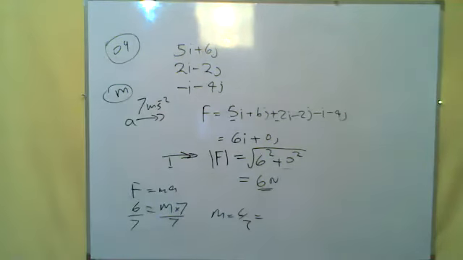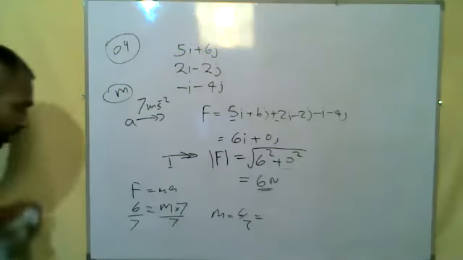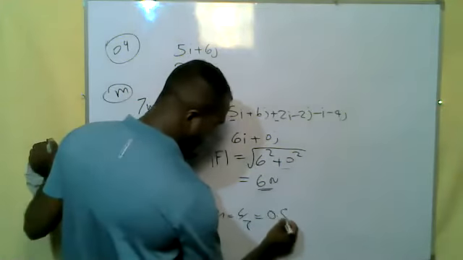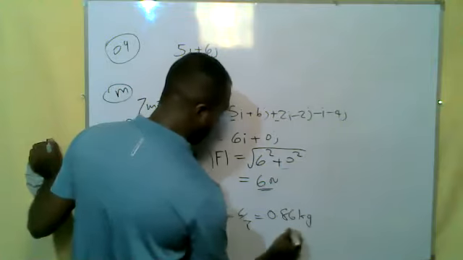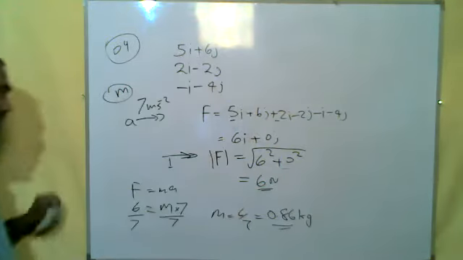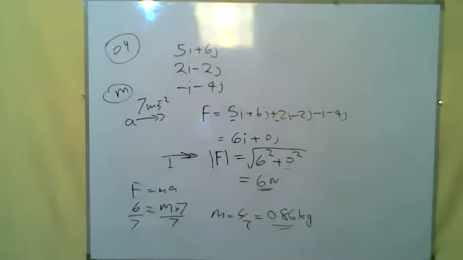It's a little calculation. 0.86 kilograms. How much? 0.86 kilograms when you round off to 2 decimal places. This will be the mass of the object.